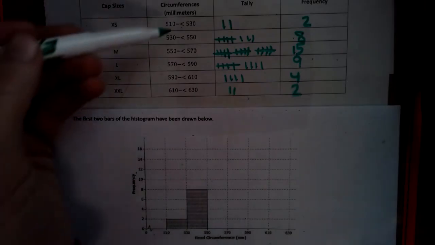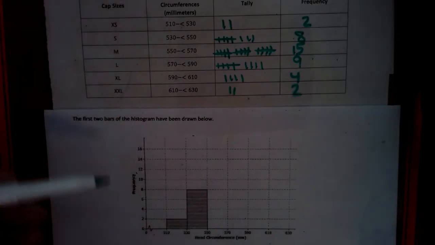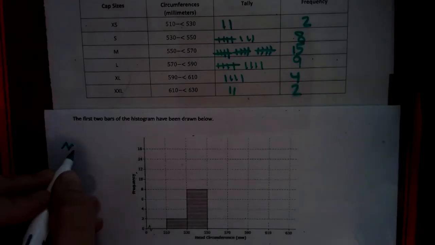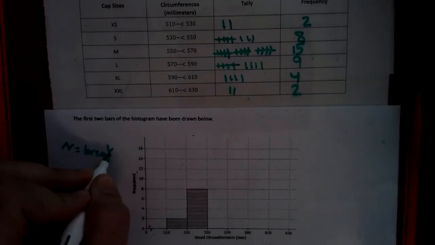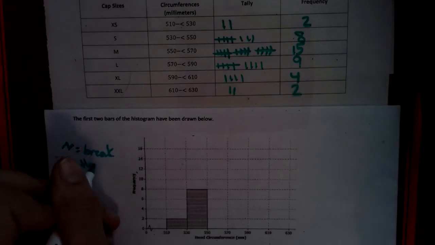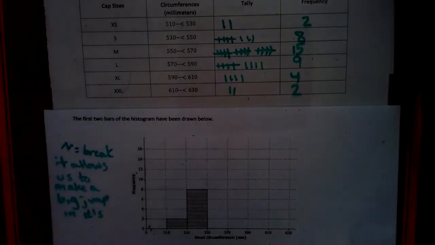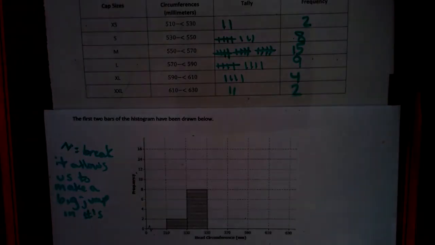At the bottom, we have to put these intervals. But you notice how it has to start with 0, and we have to get all the way to 510. Well, that just shows you that we're going to make this little zigzag. It's called a break. The zigzag is called a break, and it allows us to make a big jump in the numbers so that we don't have to go 0 to 20, 20 to 50, and so on and so forth. We can just go 0, first head size.